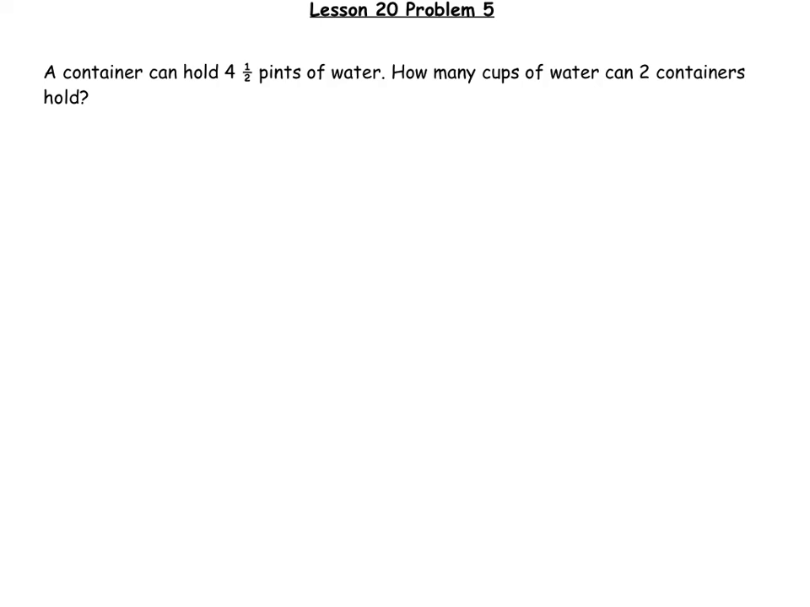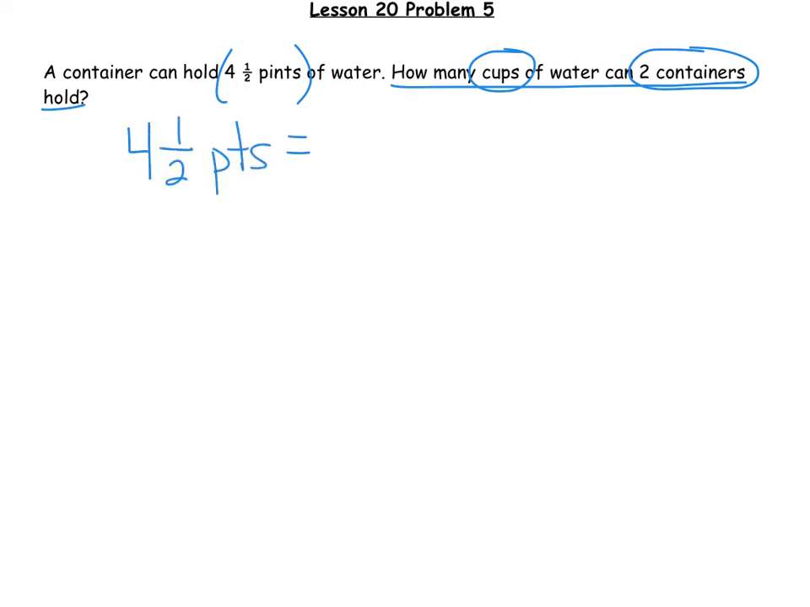Problem number 5. A container can hold 4.5 pints of water. How many cups of water can 2 containers hold? So here's my question. So cups for 2 containers. Well, right now, what do I know? I know pints. So first I need to figure out 4.5 pints is equal to blank cups. I know that 1 pint is equal to 2 cups.